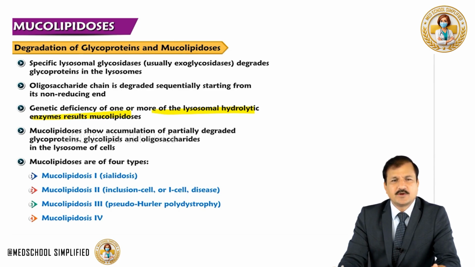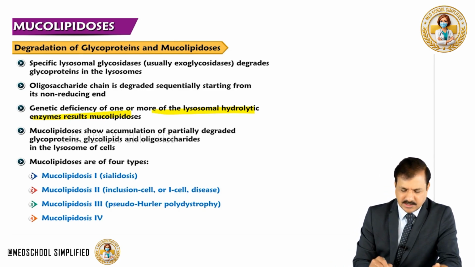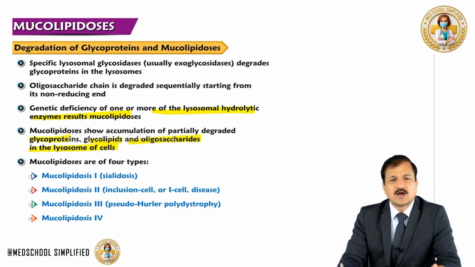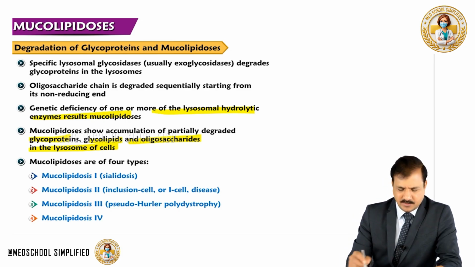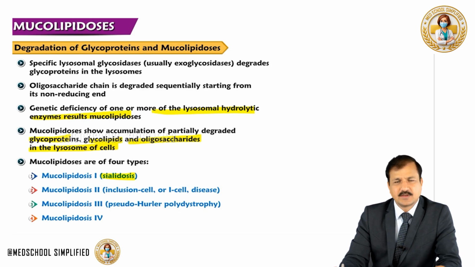So, the mucolipidoses show accumulation of partially degraded glycoproteins, glycolipids and oligosaccharides in the lysosomal cells. All of them are placed under the mucolipidoses category. Mucolipidoses are of four types. Mucolipidosis type 1 is referred as sialidosis. As the name says, sialidosis involves the accumulation of sialic acid containing glycoproteins.